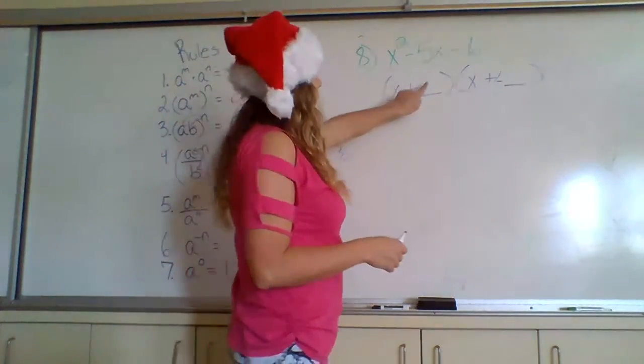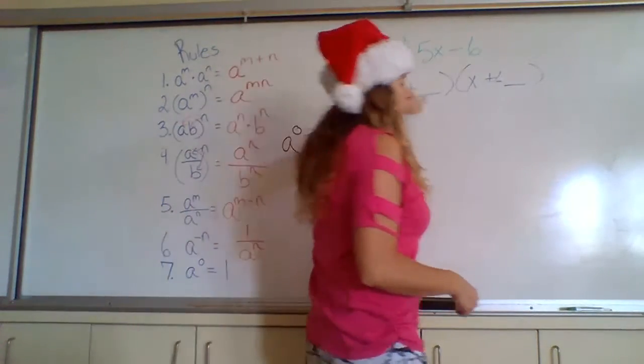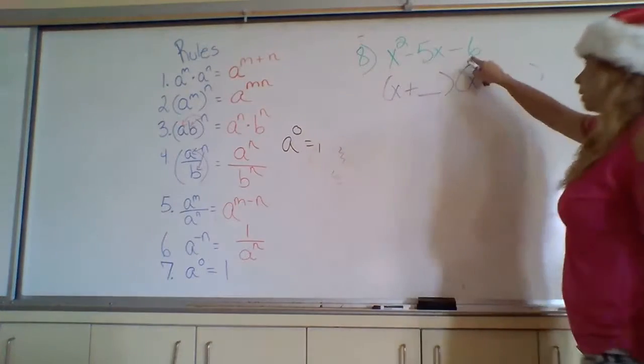Okay, so your factors have to add up to -5. They have to add up to your middle term, which is called b, and they have to multiply together to get c, which is -6.